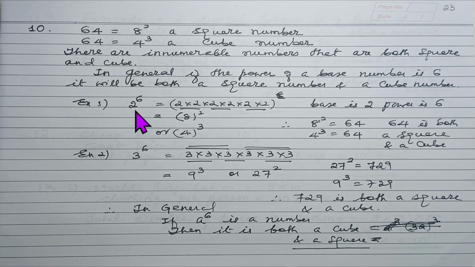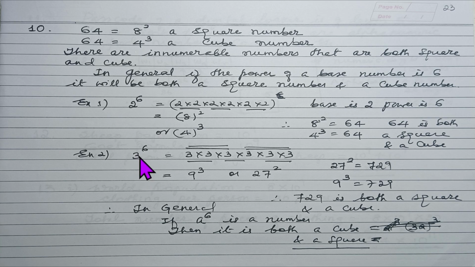Now let us take for example 2 raised to 6. 2 raised to 6 is 2 multiplied 6 times, and if I pair them, 1 pair, 2 pair, 3 pair, that is 2 times 2 is 4, 4 times 4 is 16, that means 8 squared. That means 2 raised to 6 is 8 squared, and also if I make groups of 3 here, it becomes 4 cubed. Base is 2, power is 6, so 8 squared is 64, 4 cubed is 64, so 64 is the number which can be expressed both as a square number as well as a cube number. Let us take one more example.